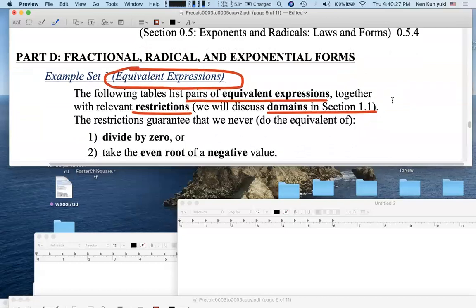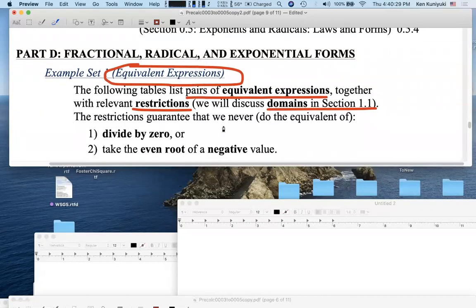So, restriction issues. The restrictions guarantee that we never do the equivalent of dividing by 0, right? That includes doing things like this. If you see 0 to the negative 1, that's undefined. That's not real. That's no good either. So dividing by 0, that's a sin. Also, taking the even root of a negative value. Like if you take the square root of negative 1, that's a sin because that's not real. We need to keep it real.